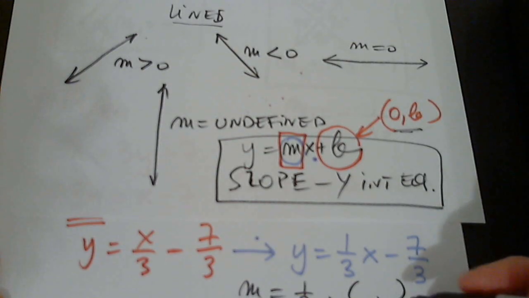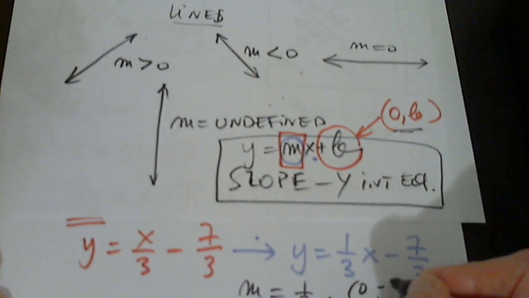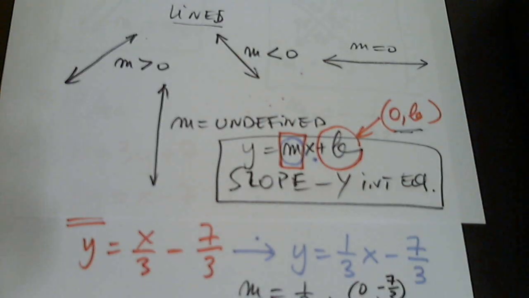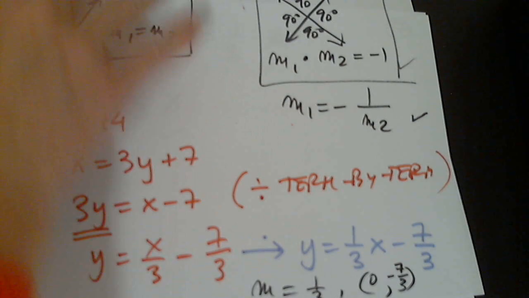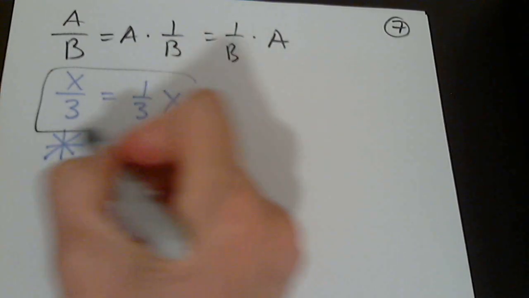It's okay if you're wrong. Please have the courage. 0, negative 7 over 3. Excellent. 0, negative 7/3. Excellent. Any questions? So please understand, this is not a trick. This is very important to remember.